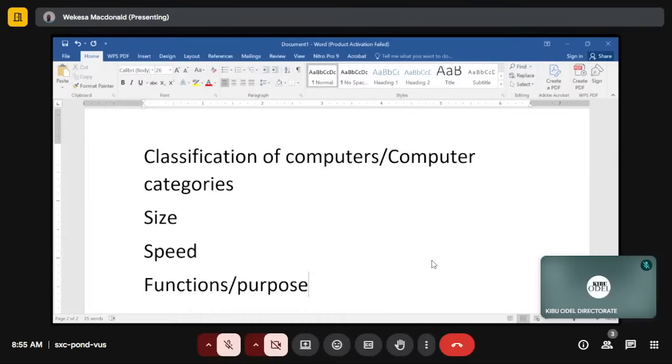So sijui tutaanzia wapi? So those are some of the things that we can use to classify computers. Si ndio?